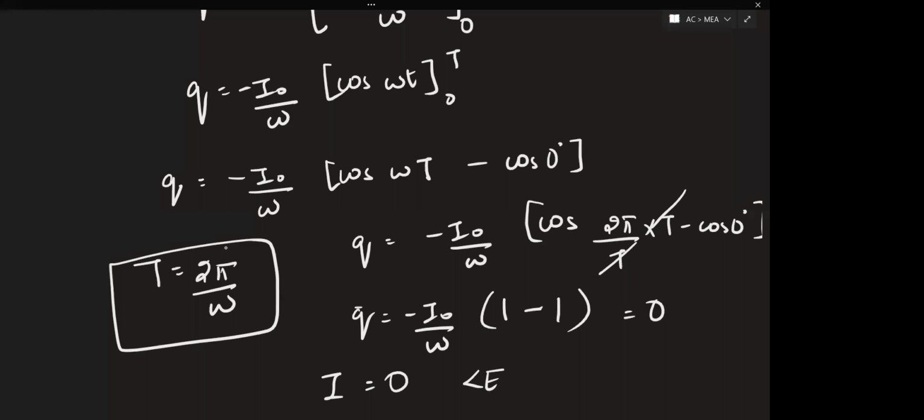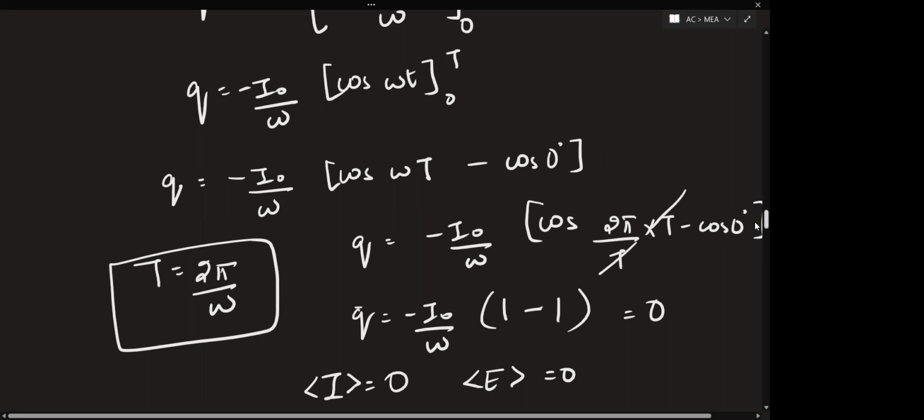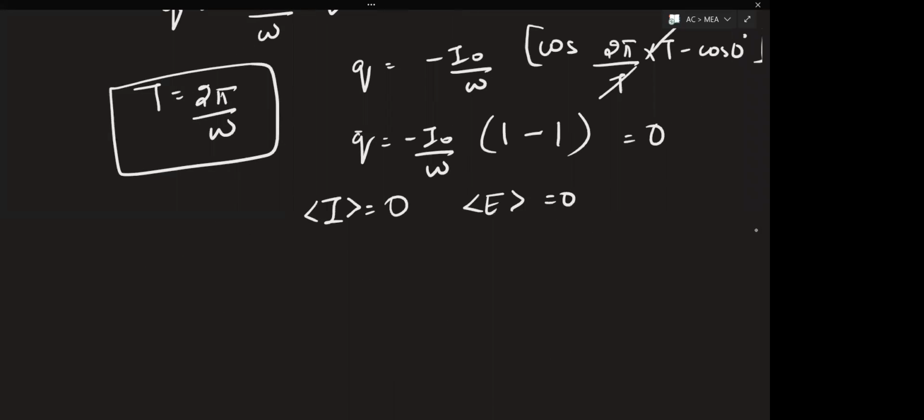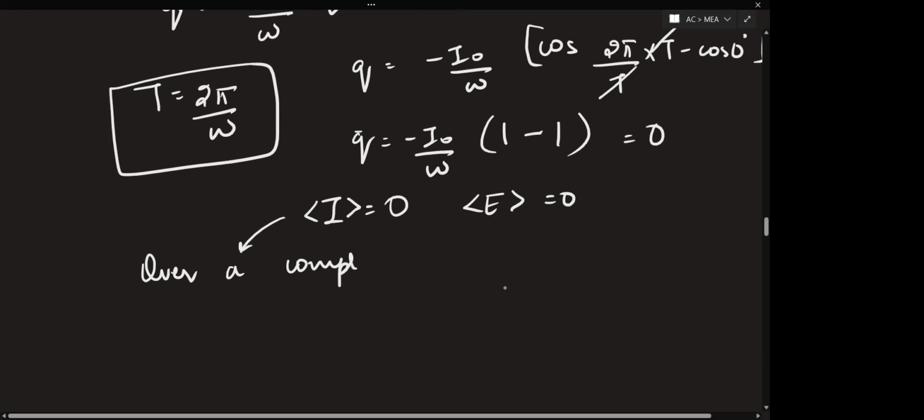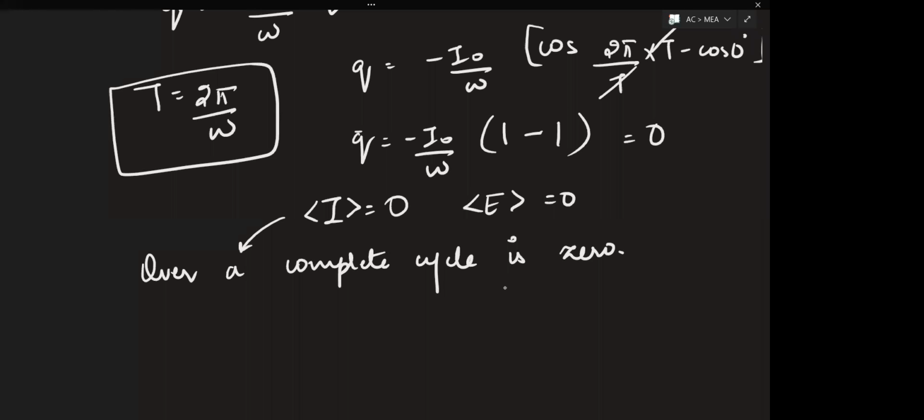The value of average EMF will also be 0. These brackets represent average value, and this is valid for a complete full cycle. So if the question comes, directly write that the average value of EMF or average value of AC over a complete cycle is 0. If the question comes, prove mathematically that the average value of alternating current over one complete cycle is 0, you have to show these steps.